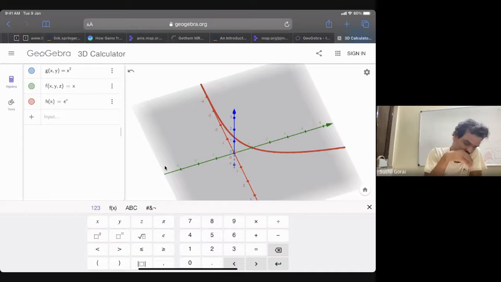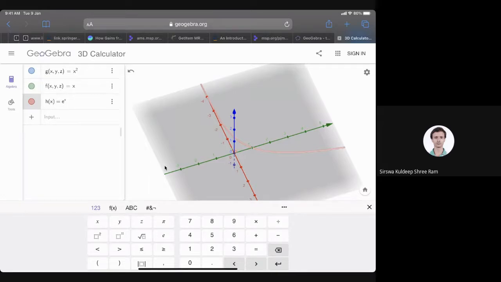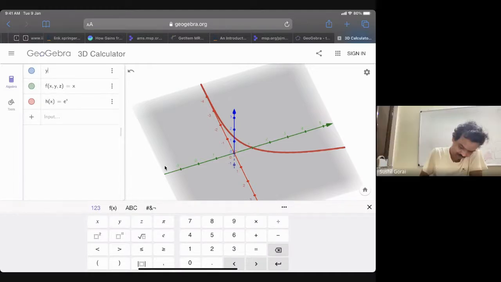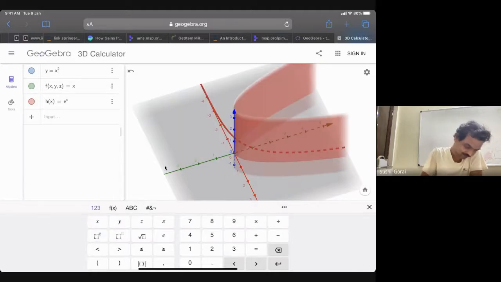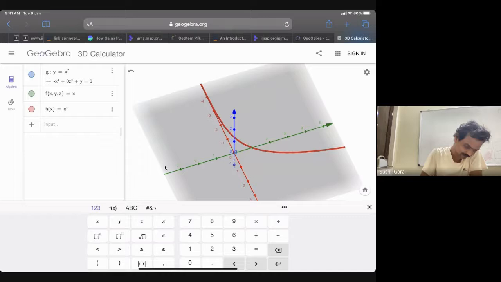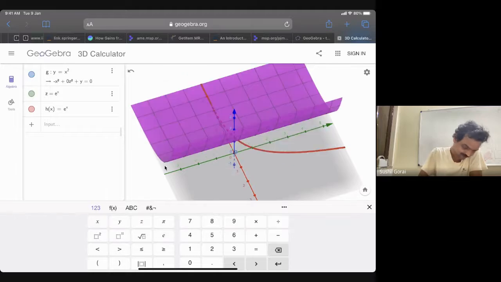No, this doesn't work. Say that again. What is your idea? y equals x square and z equal to e power x. Yeah, these two graphs. True, this should work. y equal to x square, and z equal to e power x.